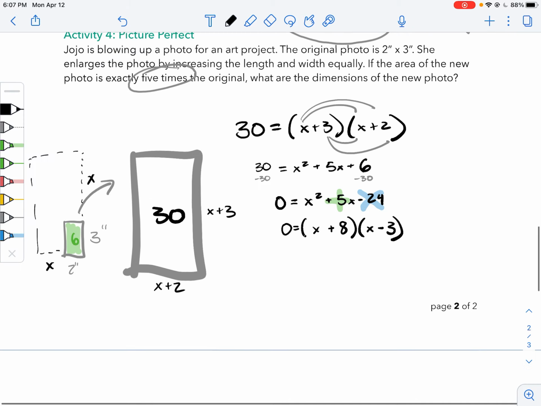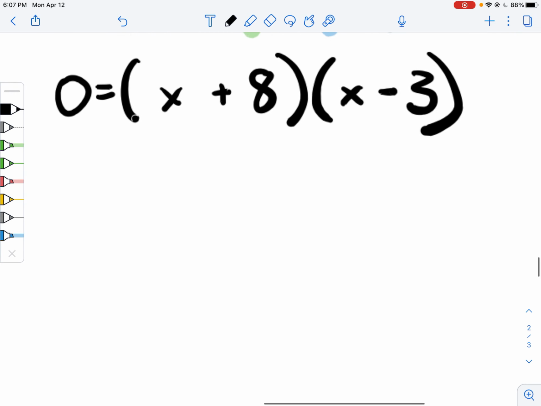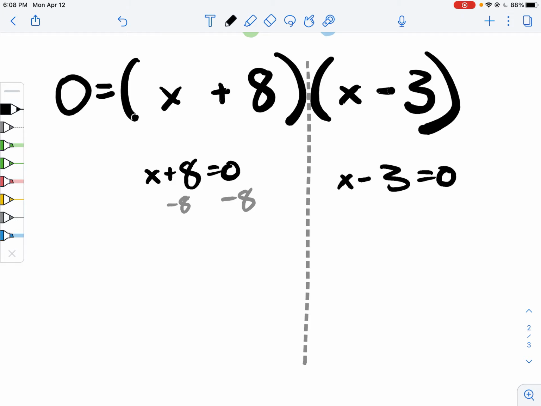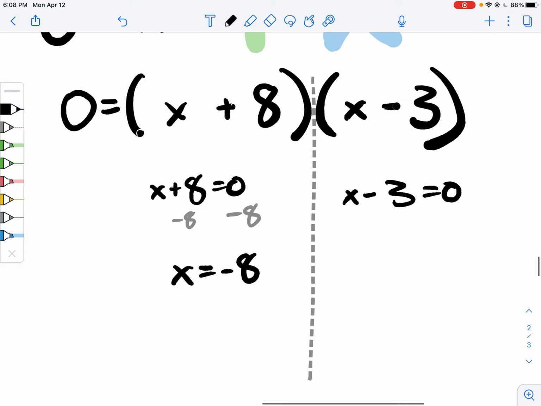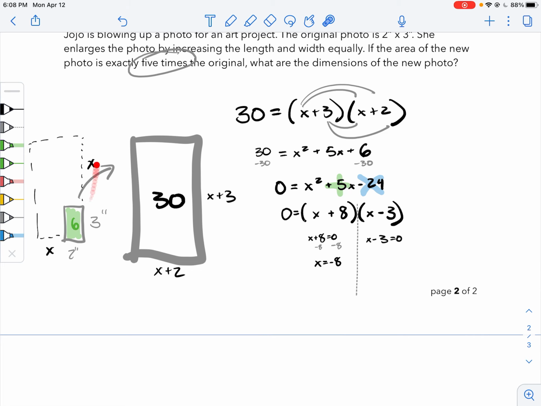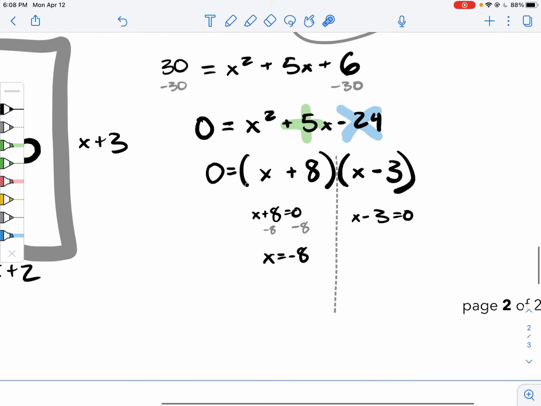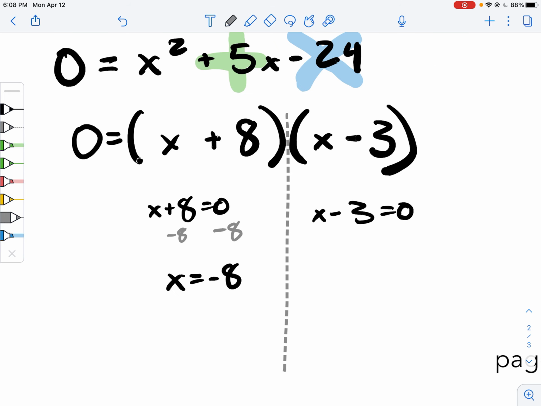Man, when are we going to use factoring in real life? Oh, we just did. Now we know that's equal to 0, so either x plus 8 equals 0 or x minus 3 equals 0. On this side, we get x equals negative 8. But that doesn't make sense because you can't add negative 8 inches to something. That's like sending it into the void. It doesn't make sense, so that's a non-viable solution.